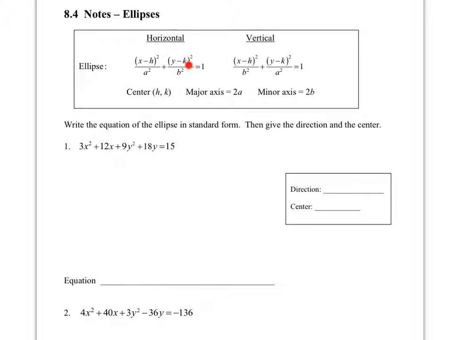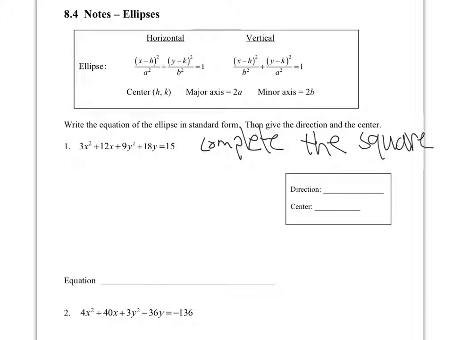When it's in standard form, like these, we can graph very easily. We know where the center is, we know if it's horizontal or vertical, we know a lot of information. Here, though, we don't know anything. So here's what we're going to do. We're going to do exactly what we did with the circles. We are going to complete the square. It's the exact same thing. We're just going to find that there's a little difference, okay?